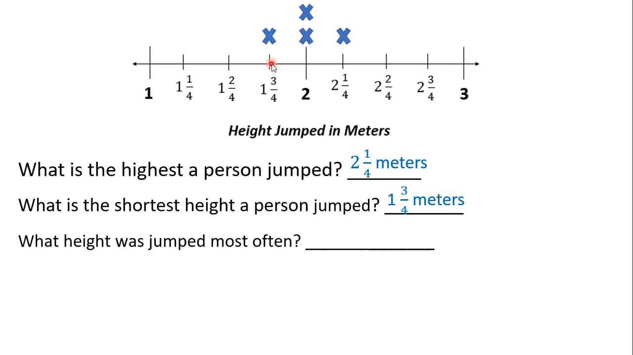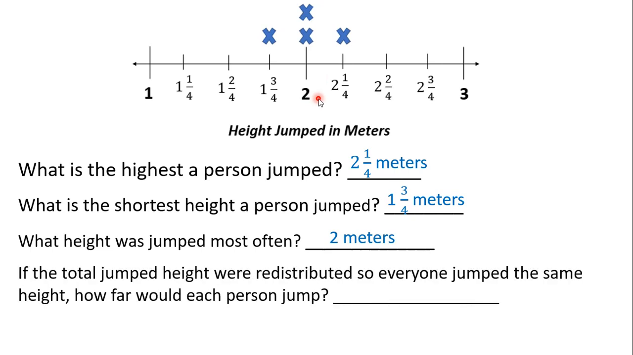What height was jumped most often? This is where we're going to find the number that has the most X's above it, and that would be 2 because there are 2 X's above it, meaning 2 people jumped 2 meters. So the height that was jumped the most often was 2 meters.